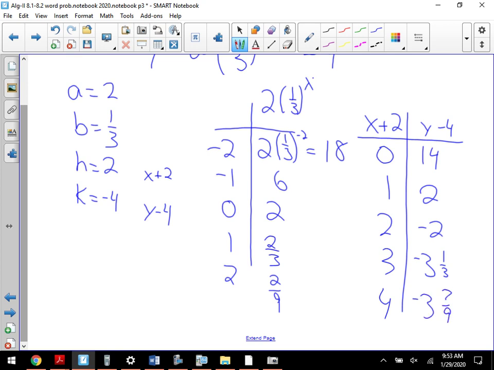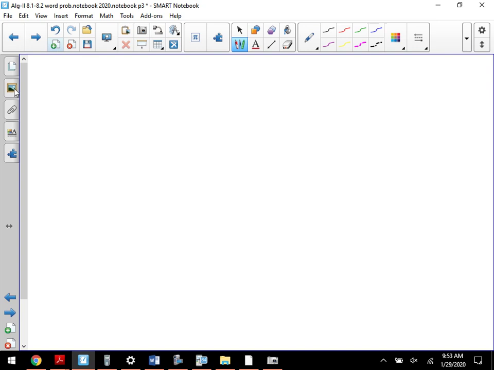Remember all the times we talk about how much more do you need to get to a hole? Well, 2/3 is 1/3 away from the hole, so you just move it out. 2 ninths is 7 ninths away from the hole, so just move it out. Okay? Those are my ordered pairs. From here, we have to graph and do our asymptotes and stuff.